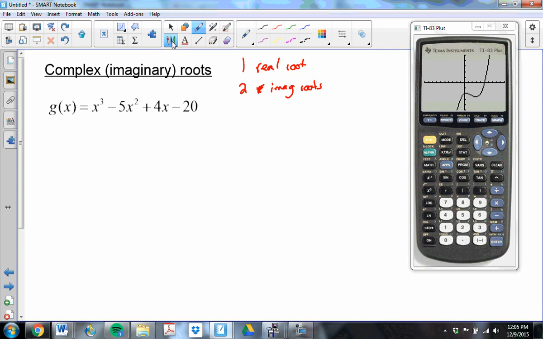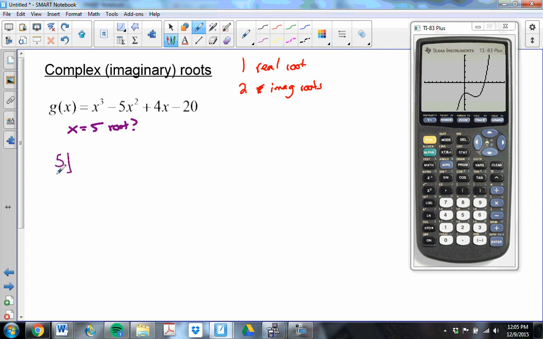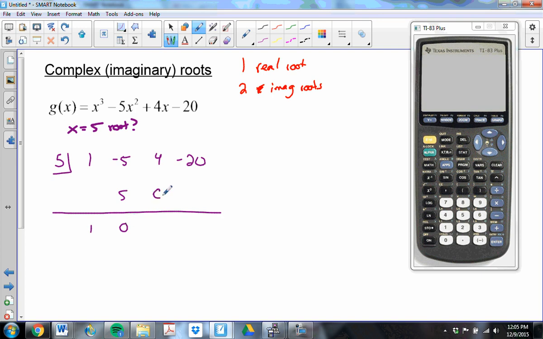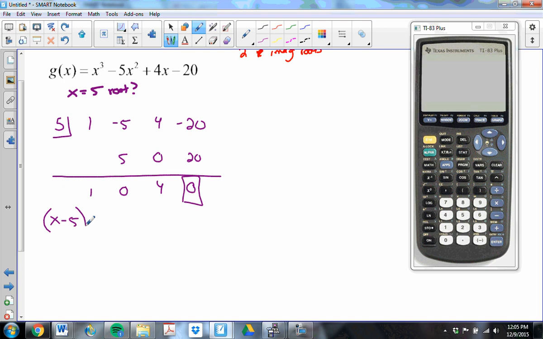I can look at this graph and get a pretty good idea that this root is at 1, 2, 3, 4, 5. That the value of x equals 5 is probably a root. So we'll check to make sure. I'm going to plug a 5 into this box up here in the corner. I go 1, -5, 4, -20. Well, I drop down the 1, and I multiply, and I add, and I multiply, and I add, and I multiply, and I add. Since I got out 0, this means that this is a root. So one of my factors is x minus 5, and what's left is x squared plus 4.